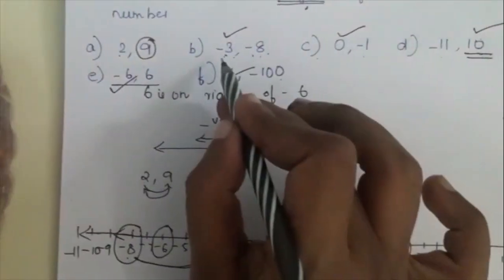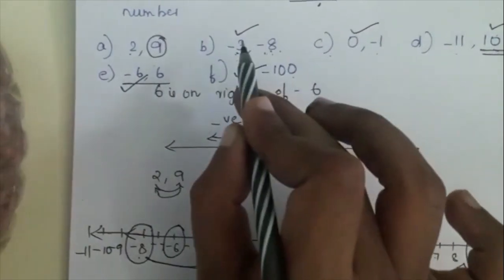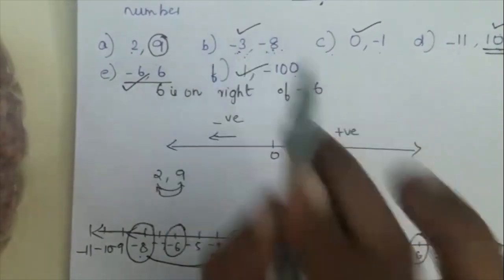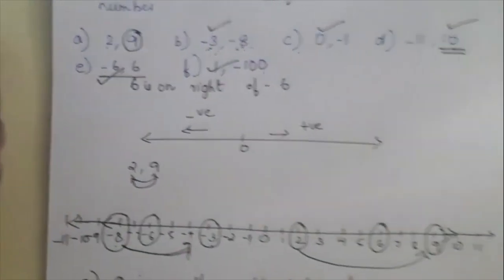So when you find the greatest number, you have to remember that in the case of negative integers, the smallest number will be the greatest number. Okay, now we'll move to the next question.